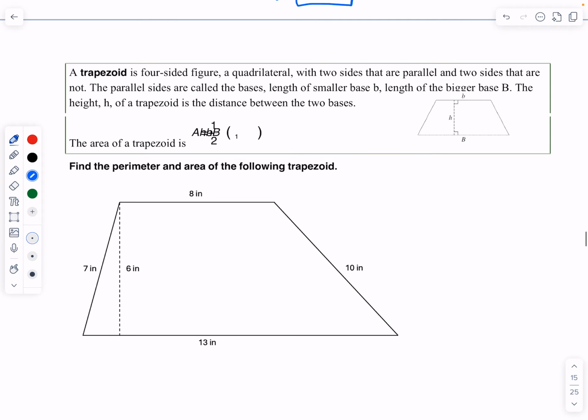A trapezoid is a four-sided figure, a quadrilateral, with two sides that are parallel and two sides that are not. The parallel sides are called the bases, and the length of the smaller base is lowercase b, and the length of the bigger base is uppercase B. The height h of the trapezoid is the distance between the two bases. So again, the larger base is capital B, the smaller is lowercase b, and the height we need.